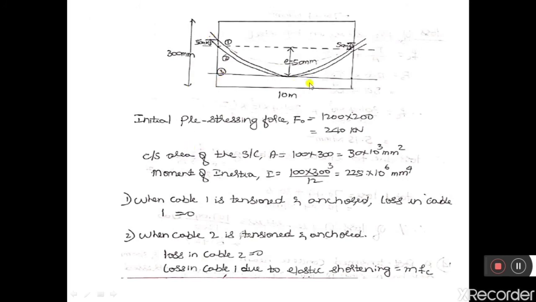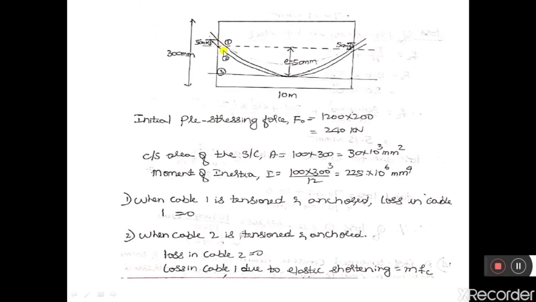So consider a beam of cross section 100 by 300 mm of span 10 meters. This is cable 1, a parabolic cable. Here you can see the numbering as 1. This cable has an eccentricity of 50 mm at the midspan, below the centroidal axis, and at the support, above the centroidal axis, it has an eccentricity of 50 mm. So this is the eccentricity of cable 1 above the centroidal axis up to 50 mm.